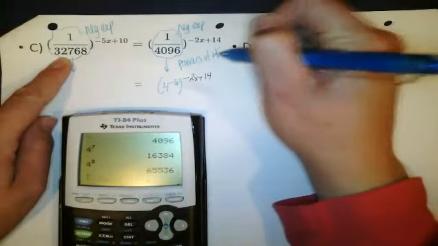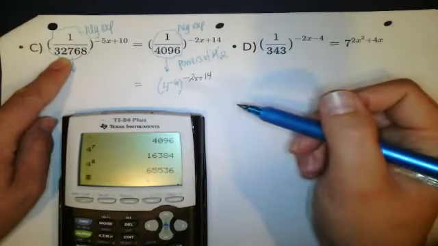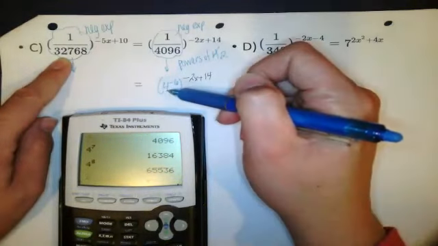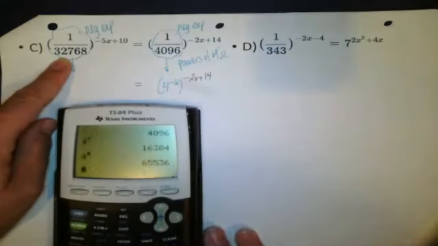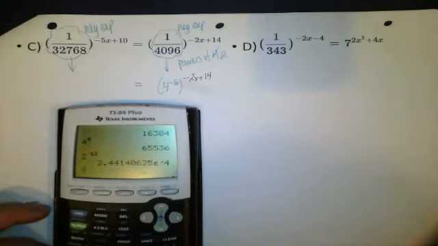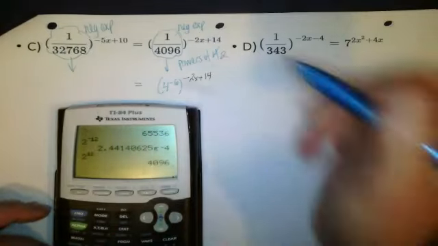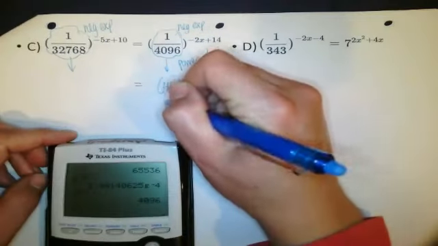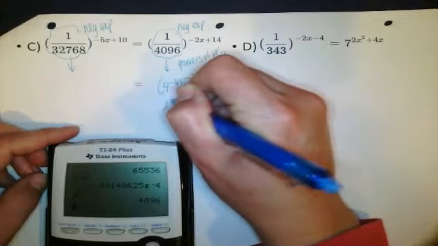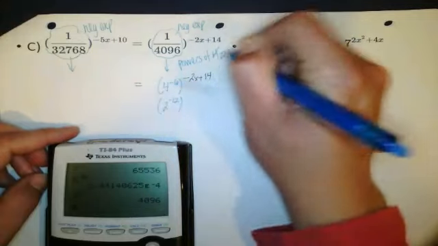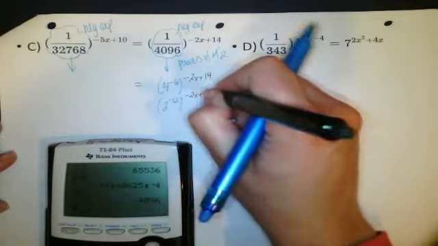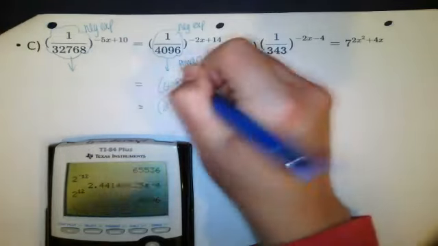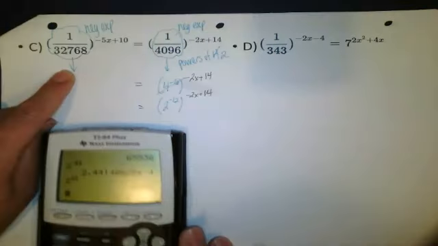Oh, so maybe these aren't powers of 4, but powers of 2. So this would be 2 to the negative 12th. Let's test. 2 to the negative 12th. Oh dear. Let me just do 2 to the 12th. 4096. Yep. Just kidding. Powers of 2. So negative 2x plus 14. Okay. So 4s didn't work because we got too big here. So let's try powers of 2.